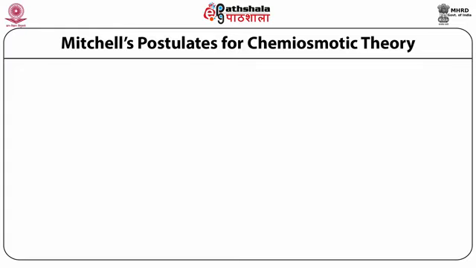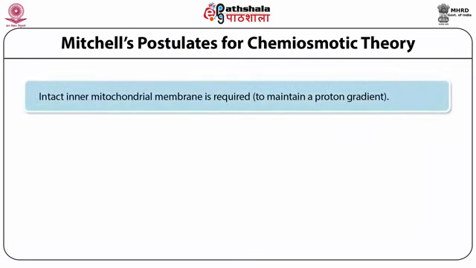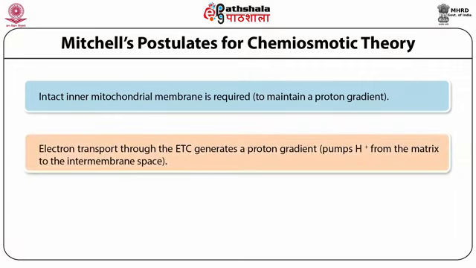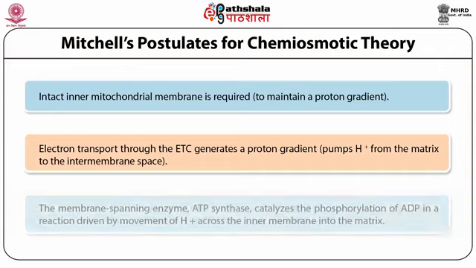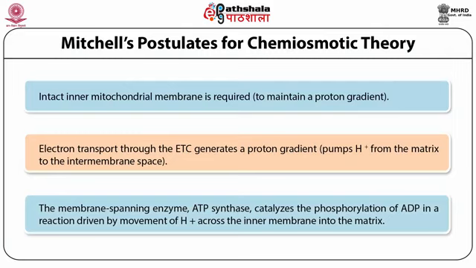If you see Mitchell's postulates for chemiosmotic theory, first we require an intact inner mitochondrial membrane for maintenance of a proton gradient. Electrons are transported through the electron transport chain for the generation of a proton gradient. The membrane spanning enzyme ATP synthase catalyzes the phosphorylation of ADP in a reaction driven by movement of protons across the inner membrane into the matrix.